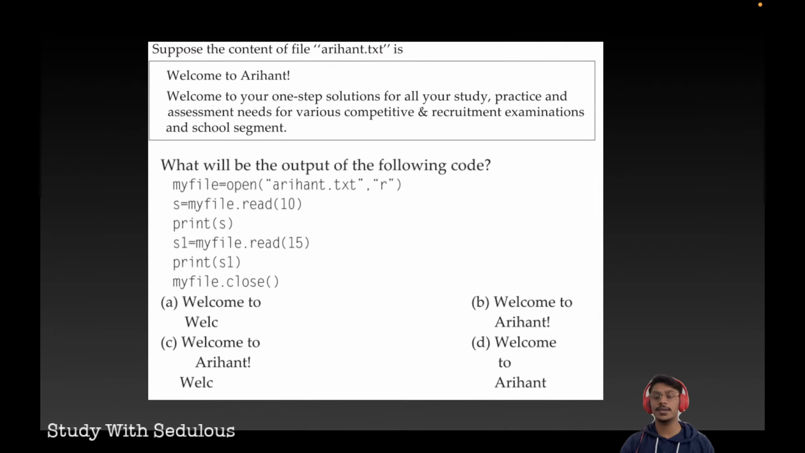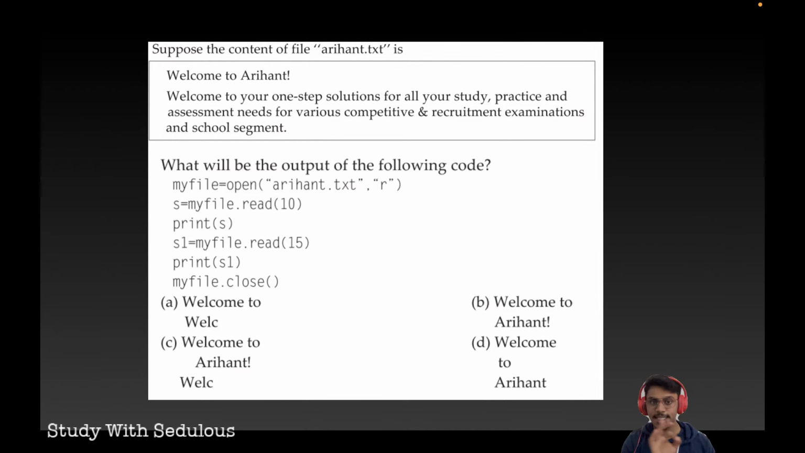My file.read 10. My file is welcome to Arihant. We'll be reading 10 letters. W-E-L-C-O-M-E, space, T-O. So what do we get? We get welcome space to. That will be the first printing. We are having all options except D, so D is cancelled off. We won't get welcome to Arihant like that. Next. S1 equal to my file read 15 and then print S1.